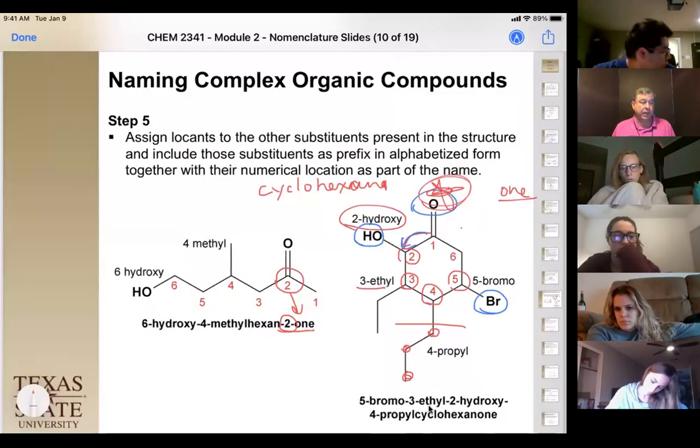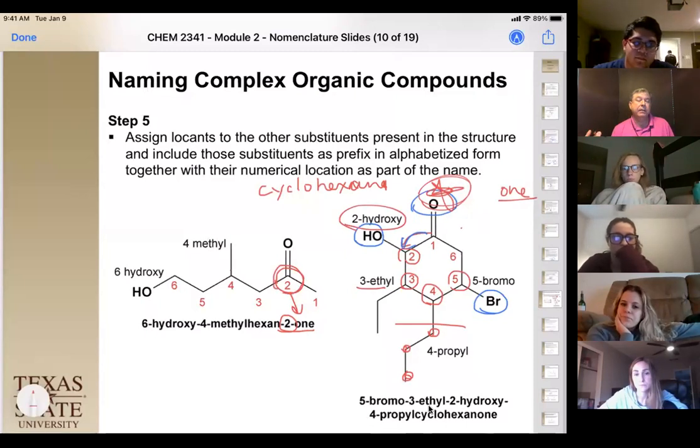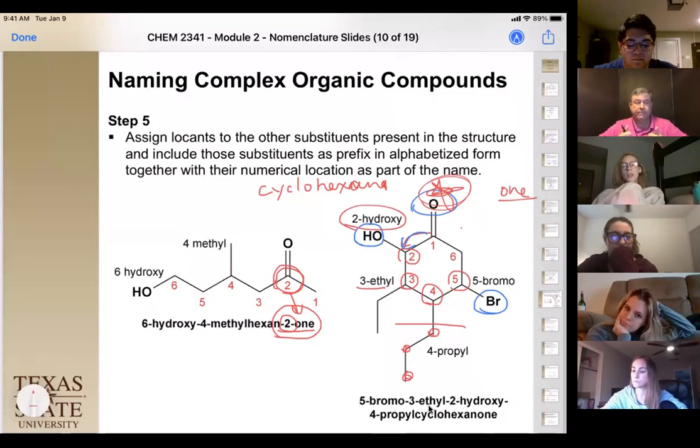So if it was the chain and not the ring, would it have the 1-one at the end? If it's the chain, right here, the ketone can't be at the end because that would have a hydrogen. It has to be bonded to 2 carbons. And so we actually have to locate the 1 at the end on this one.